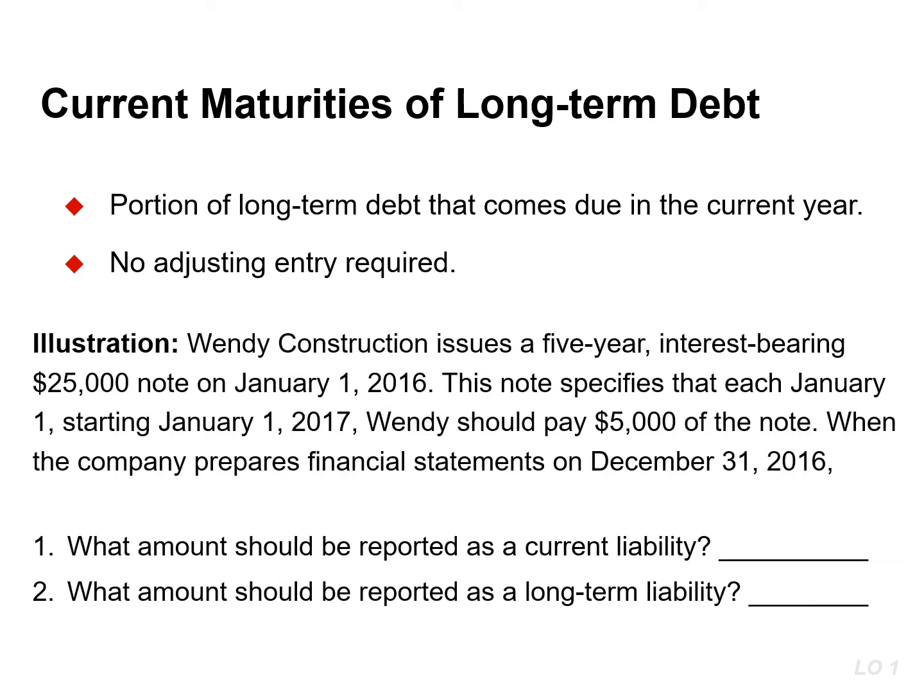Let's assume this company has a 5-year interest-bearing $25,000 note on January 1st. This note specifies that on January 1st, starting in 2017, this company must pay $5,000 of the note. When the company prepares financial statements on December 31st, 2016, it should report $5,000 as a current liability because this amount will be paid within the next 12 months. The balance of $20,000 should be reported as a long-term liability.